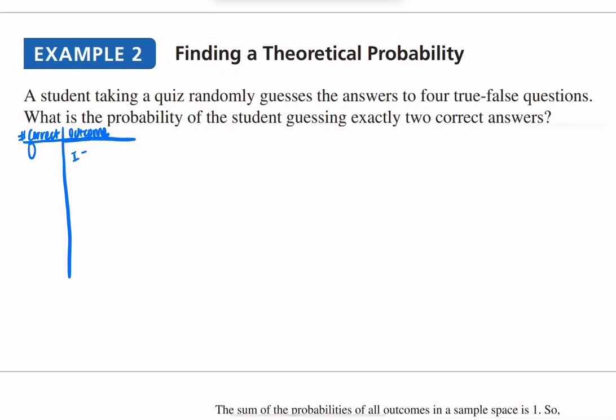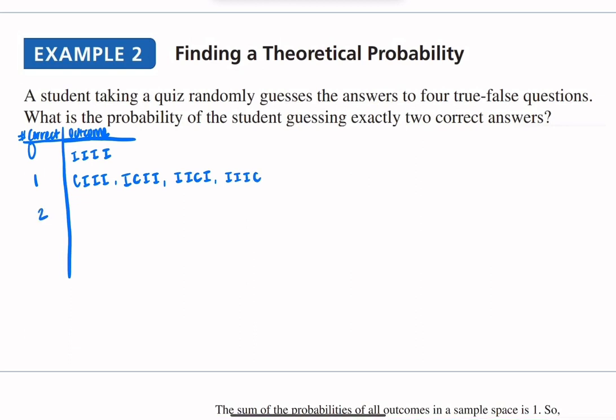That means I have incorrect, incorrect, incorrect, incorrect. All 4 incorrect. I could also get 1 correct, so I could either get the first one correct, the second one correct, the third one correct, or the fourth one correct.